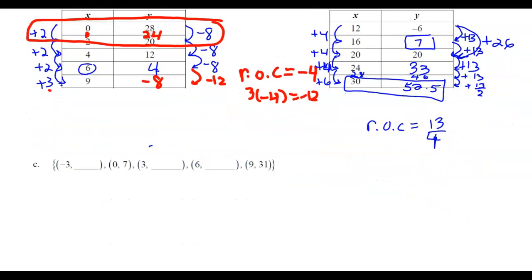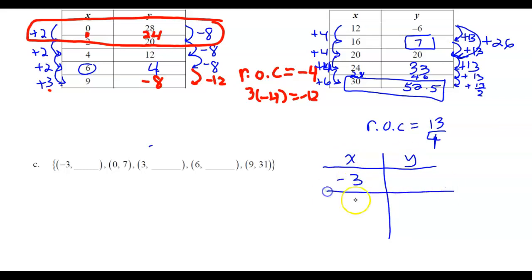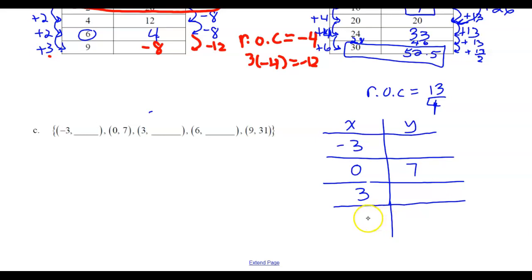Next one is a set of ordered pairs. So if you want to set it out as a chart, a table, then do it. So we'll have -3. We don't know what the y value is. We have 0, 7. We have +3. We don't know what the y value is. We have +6. We don't know what the y value is. And then we have 9 and 31.